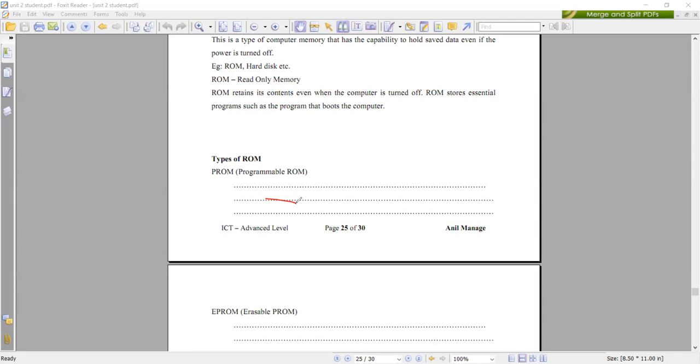Once a program has been written onto a PROM, it remains there forever.